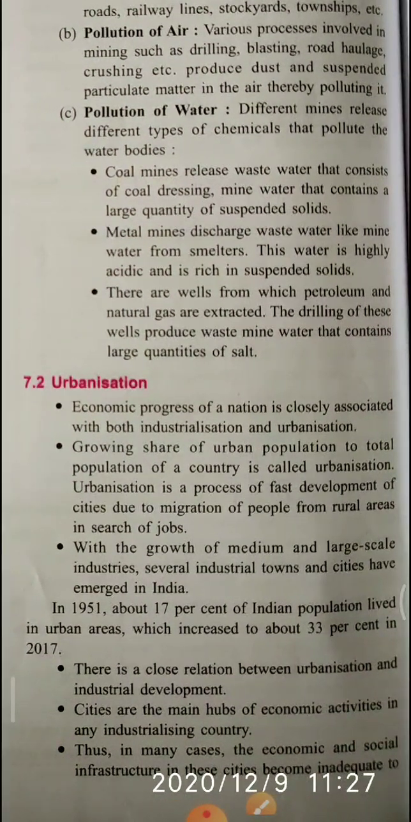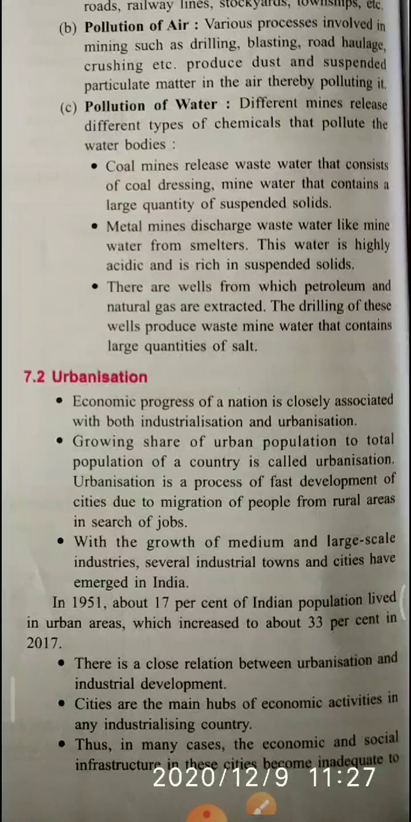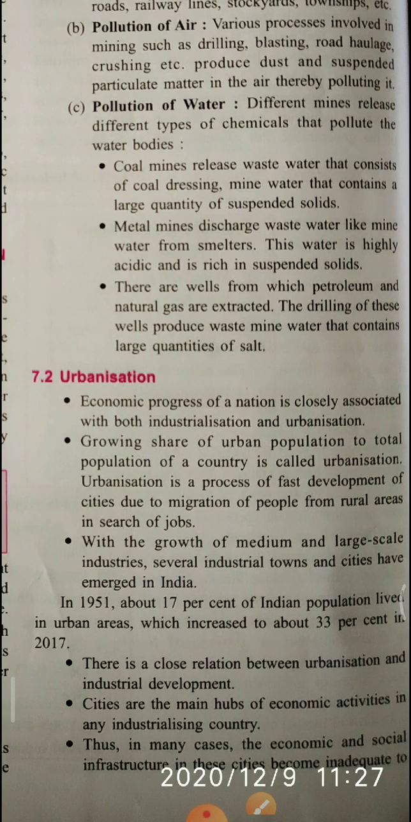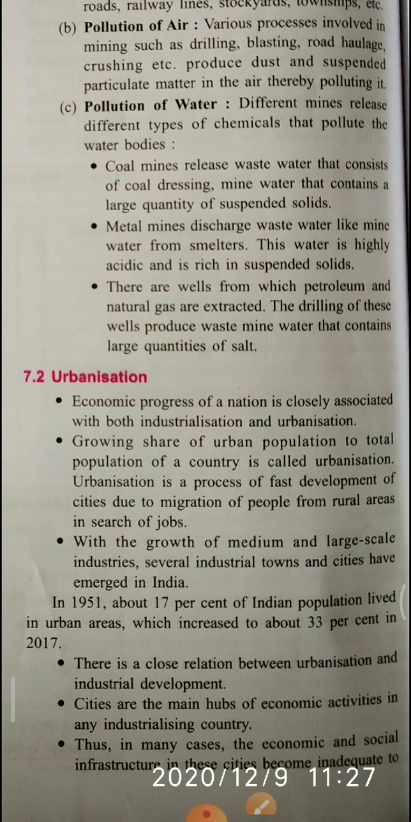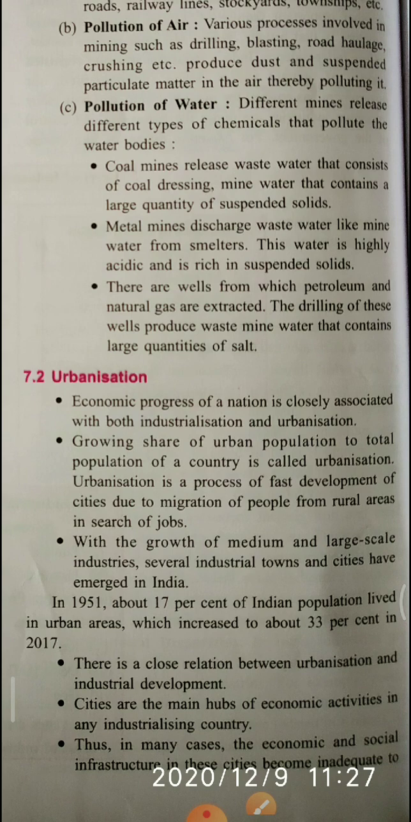The growing share of urban population to total population of a country is called urbanization. Urbanization is the process of fast development of cities due to migration of people from rural areas in search of job. Third, with the growth of medium and large scale industries, several industrial towns and cities have emerged in India. In 1951, about 17% of Indian population lived in urban areas, which increased to about 33% in 2017.